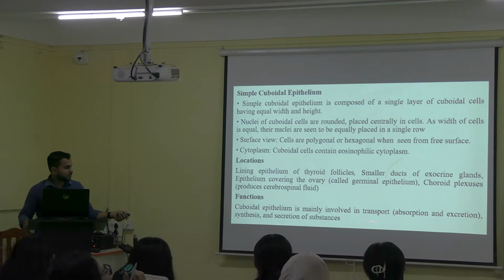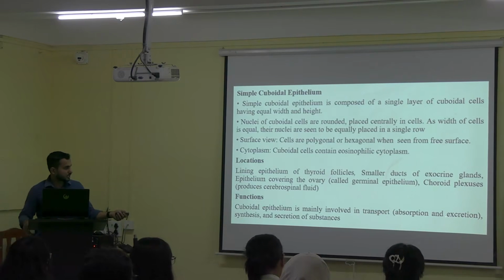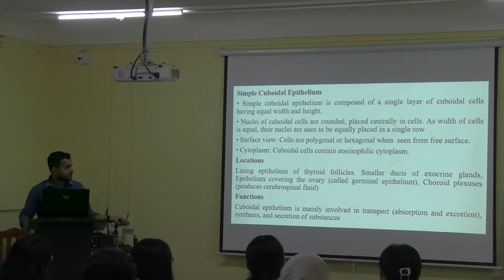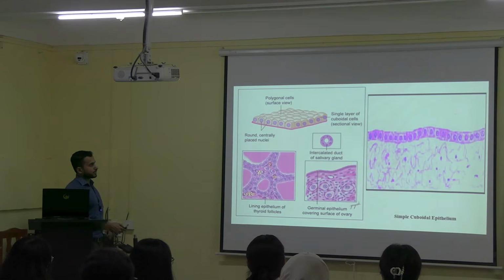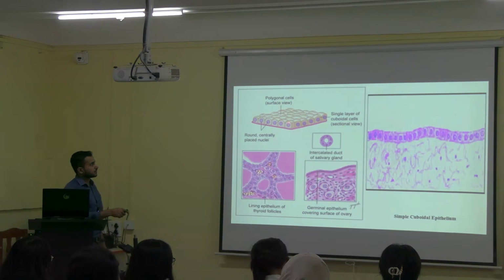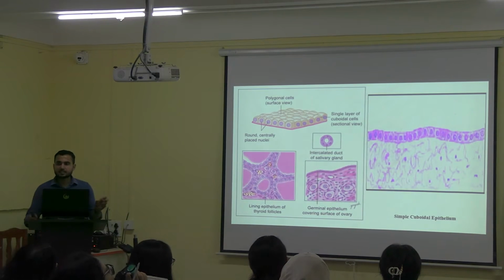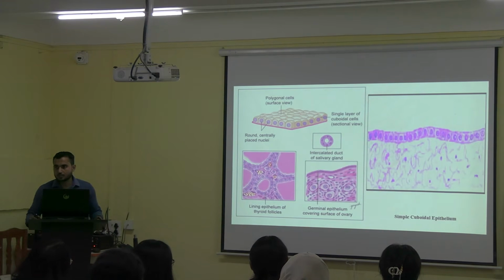Next, what will be the functions? Functions involved in absorption and excretion, along with synthesis and secretion of substances. Now here you can see the simple cuboidal epithelium. This is how it looks. This is the schematic diagram, where you can see the length and the width of the cells are almost equal. And what is the location of the nucleus? Centrally placed.